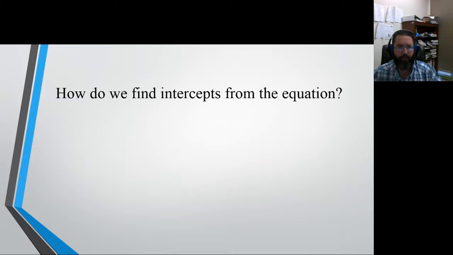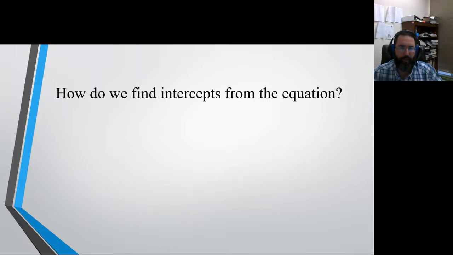How do we find intercepts from the equation? In a lot of cases, we won't have the graph to begin with. We'll just have the equation itself. And some techniques for graphing involve finding the intercepts as just some of the guide points we use.